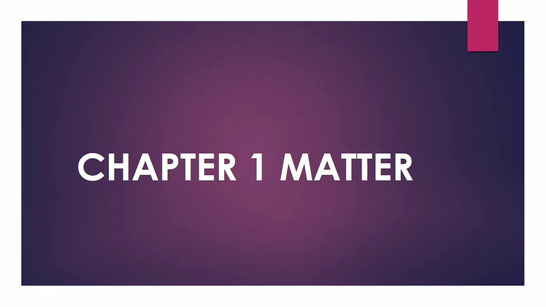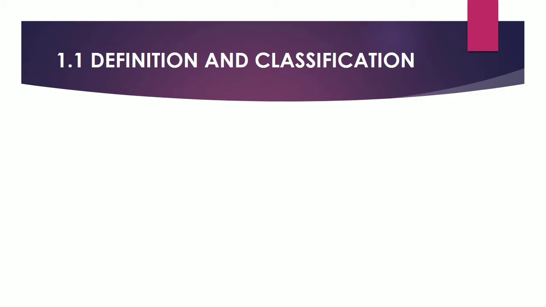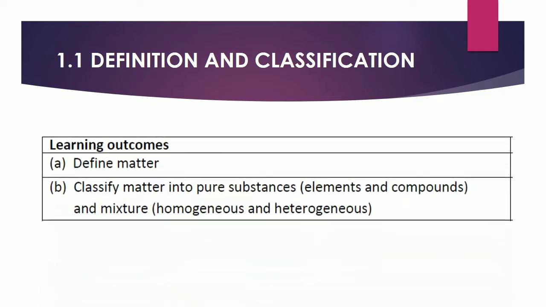Today we are going to discuss chapter 1, matter. So the learning outcome for today, we will cover how to define matter and how to classify matter into pure substances, which are elements and compounds, and also mixtures such as homogeneous and heterogeneous mixtures.